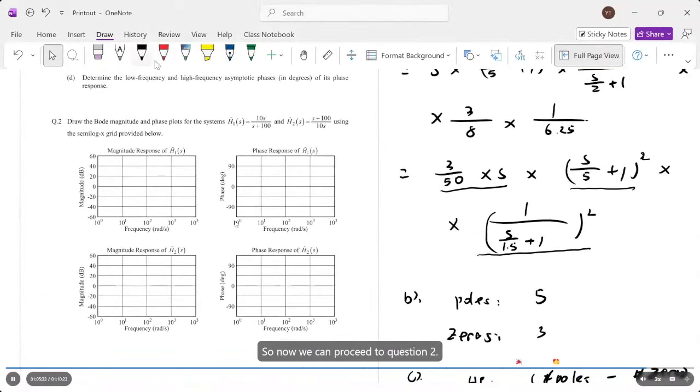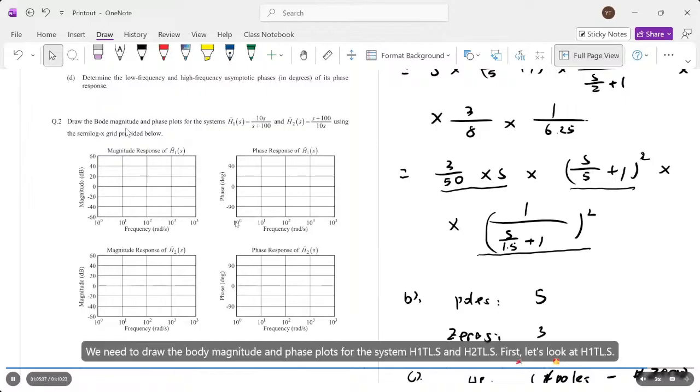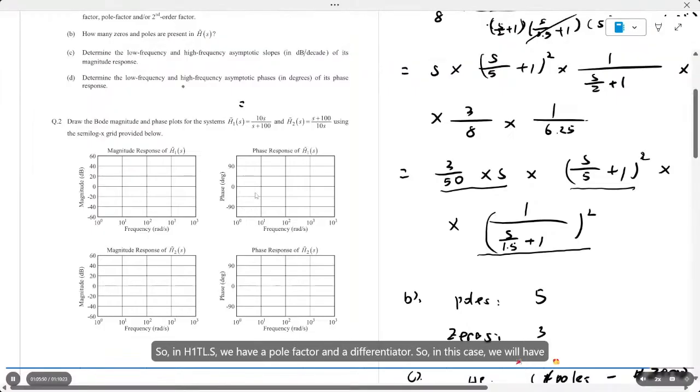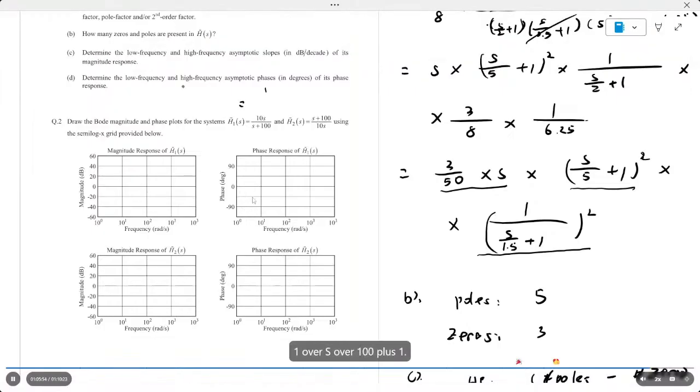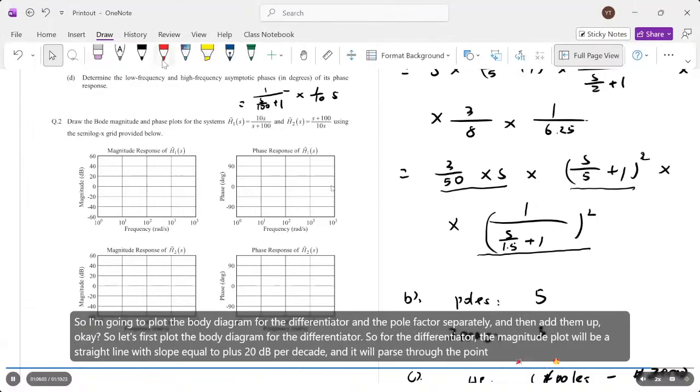So now we can proceed to question 2. We need to draw the Bode magnitude and phase plots for the systems H1 tilde S and H2 tilde S. First, let's look at H1 tilde S. In H1 tilde S, we have a pole factor and a differentiator. So in this case, we will have 1 over S over 100 plus 1 multiplied by 1 over 10 times S. I'm going to plot the Bode diagram for the differentiator and the pole factor separately and then add them up.